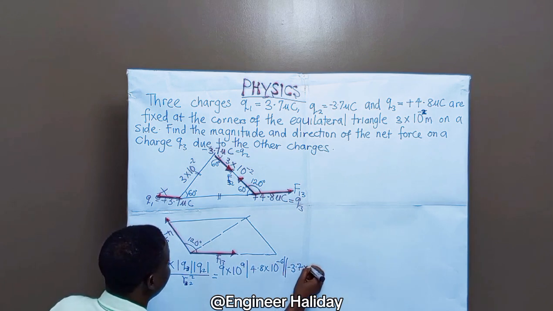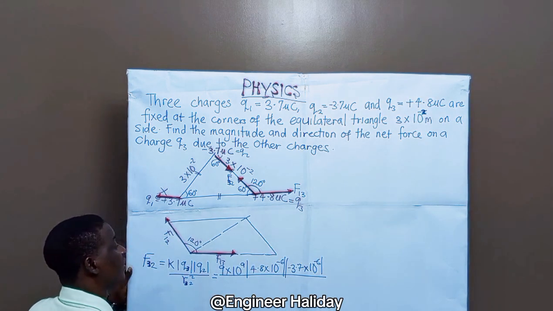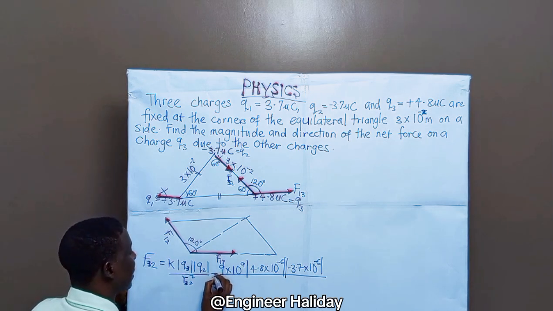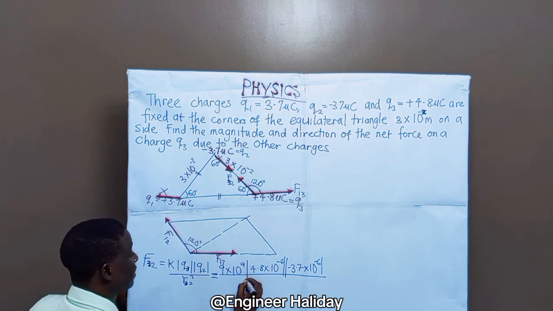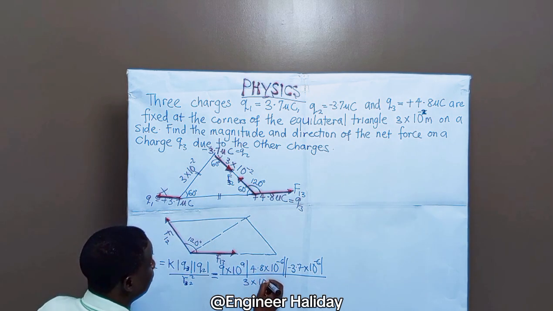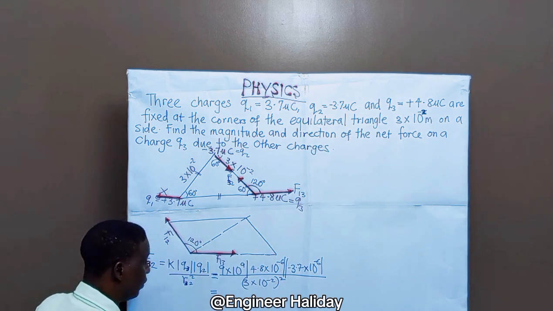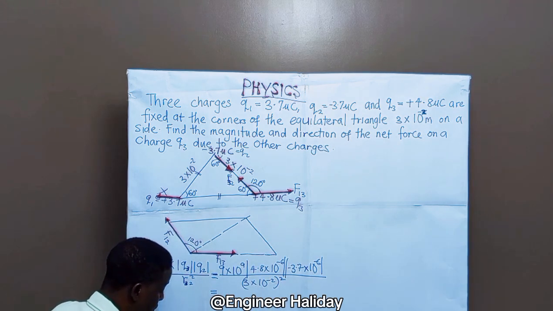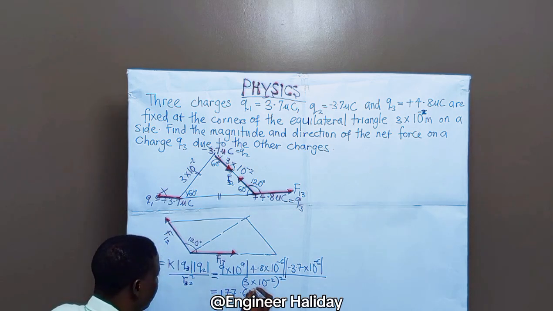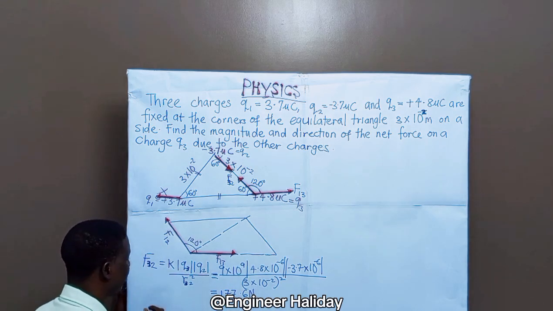-3.7 times 10 raised to the power -6, all divided by the distance apart. The distance between these is (3 times 10 raised to the power of -2) all squared. Now, if you solve it on your calculator, you would have 177.6 Newton. That's what I would have for F3.